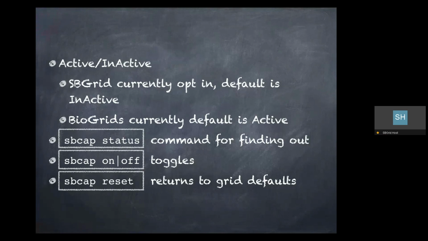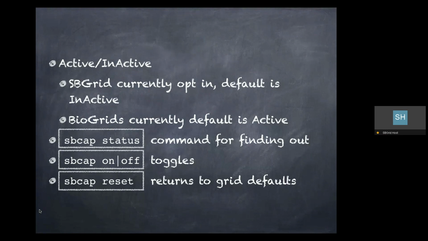The way you can tell what the status is, not only does it show up on your initialization screen, but you can run the command sbcap status, and that will return whether capsules are active or inactive. You can turn capsules on and off with SBCap on and SBCap off, and that toggles it. When you turn them on, they stay on until you turn them off. So every time you create a new shell, the capsules will stay on. And if you want to return to your default, you can set it back with SBCap reset.